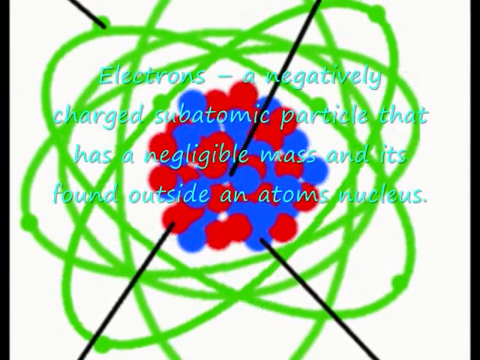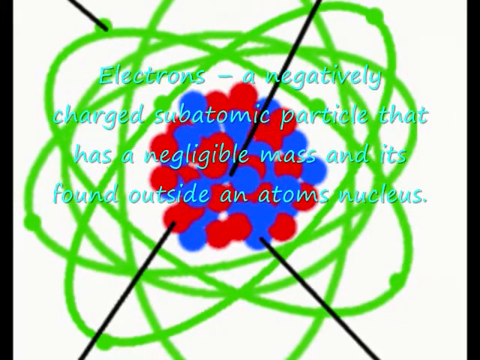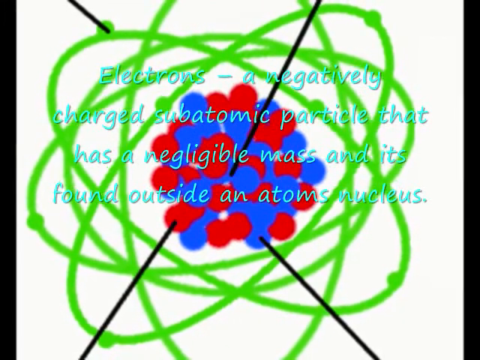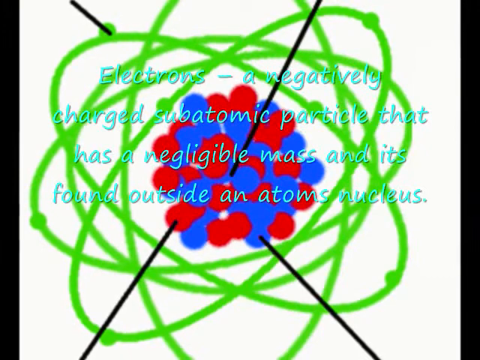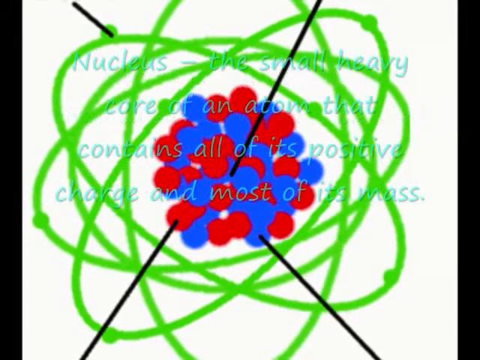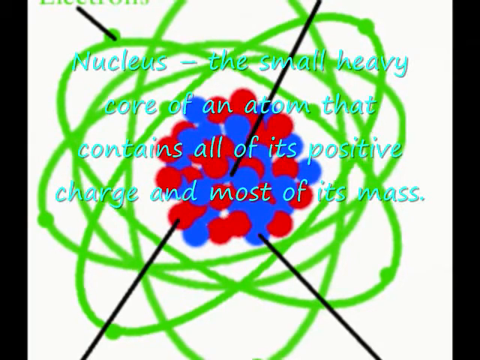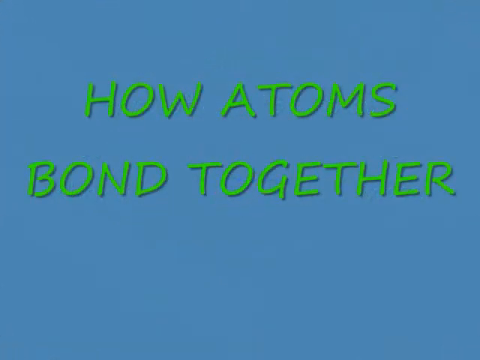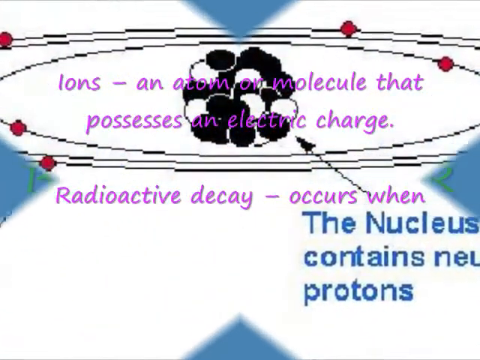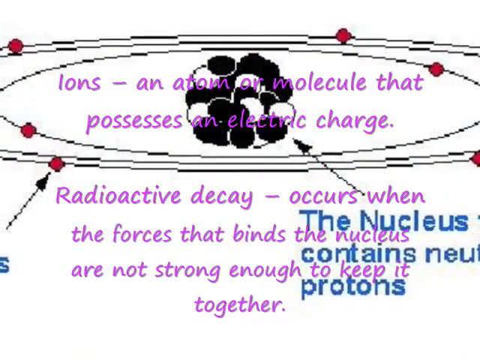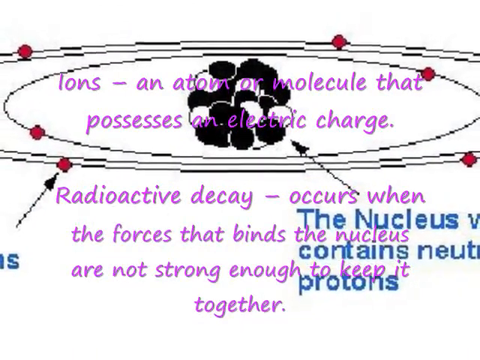Electrons, a negatively charged subatomic particle that has a negligible mass and is found outside an atom's nucleus. Nucleus, the small heavy core of an atom that contains all of its positive charge and most of its mass. Looking at how atoms bond together. Ions, an atom or molecule that possesses an electric charge.